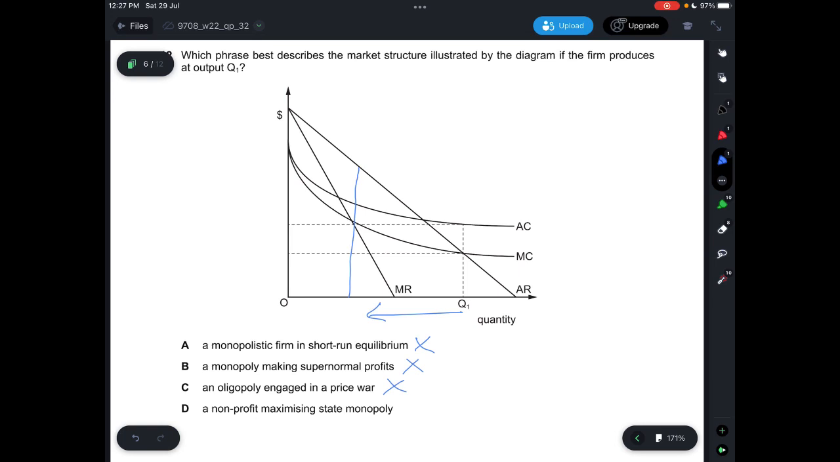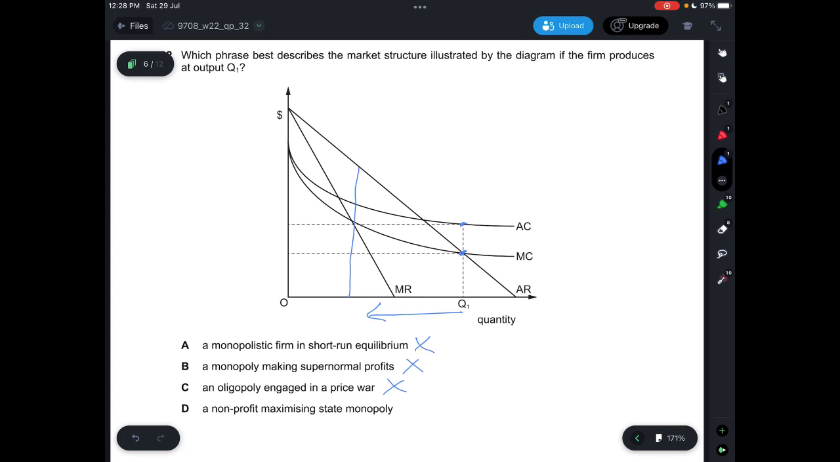So you can see that in this case, the MR goes downwards, and when the MR goes downwards, it means that it's negative. So your marginal revenue is actually negative. Your AR is basically at this point, and then your AC is at this point. So you're basically producing at a point where your average cost is higher than your average revenue.